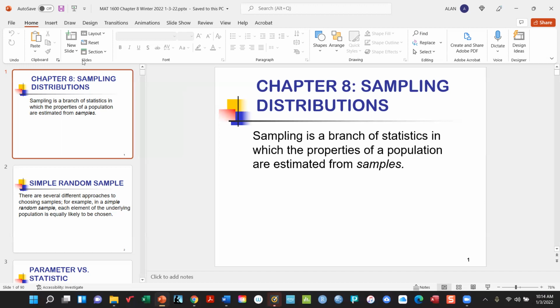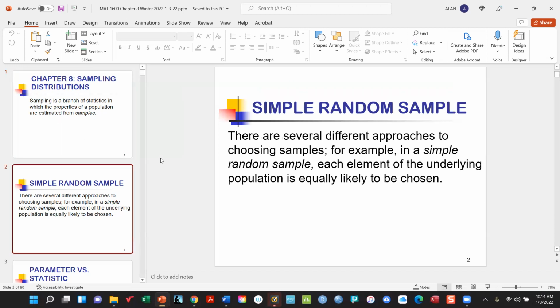And that would be the so-called simple random sample. So basically how this works is that whatever the population is, we're going to choose our sample in such a way that every element of that population is equally likely to be chosen.